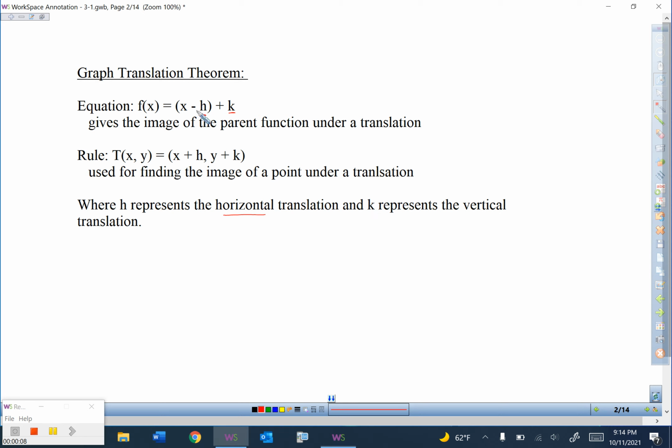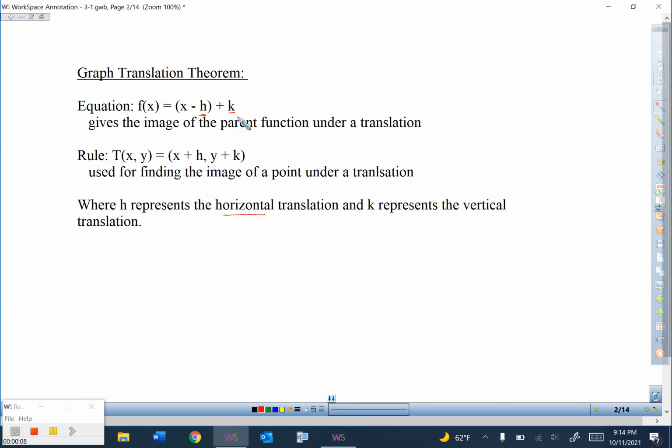When we think about direction, though, because the H is the horizontal translation and this says minus H, we always see the opposite of what is actually happening on the graph in the equation. So if we see a minus 4, that'd be to the right 4, and so on. Because this said exactly K, we're adding that K value, what you see is what you get in terms of the vertical translation.